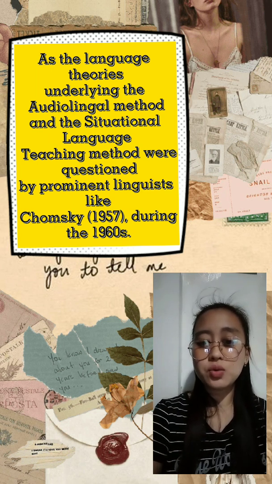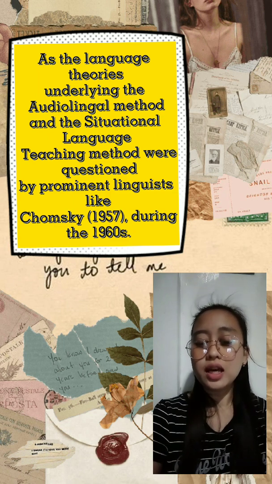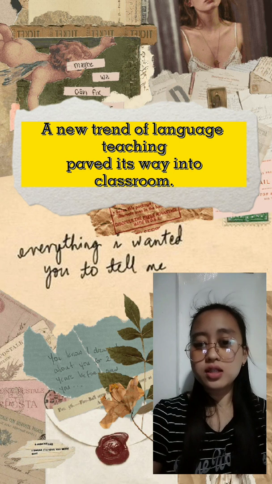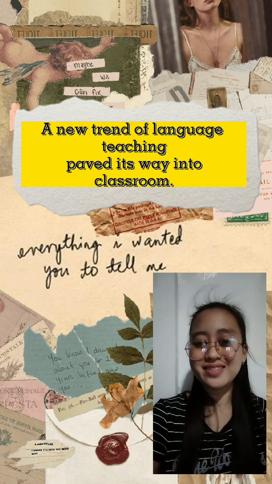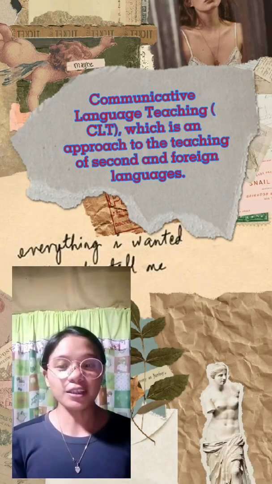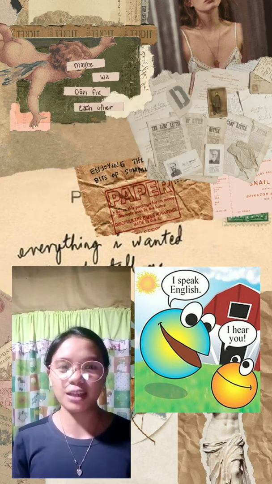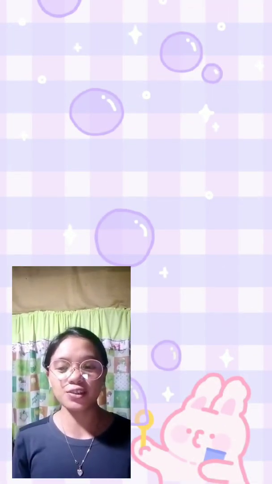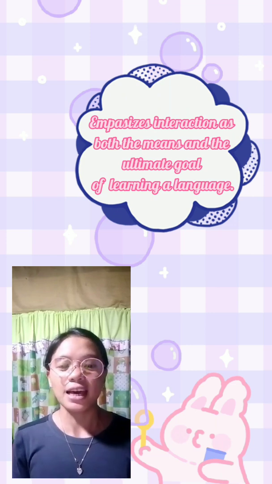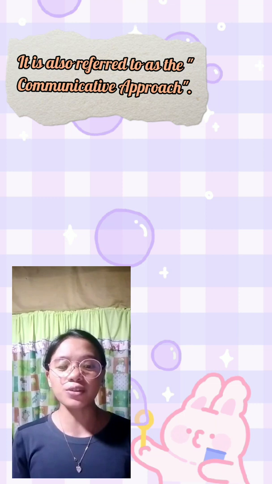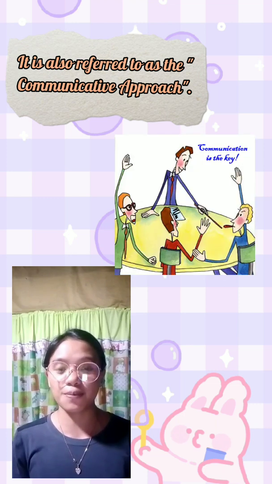Theory, the audiolingual method, and the situational language teaching method were questioned by prominent linguists like Chomsky, 1957. A new trend of language teaching paved its way into our classrooms. Communicative language teaching, or CLT, which is an approach to the teaching of second and foreign languages, emphasizes interaction as both the means and the ultimate goal of learning a language. It is also referred to as the communicative approach.